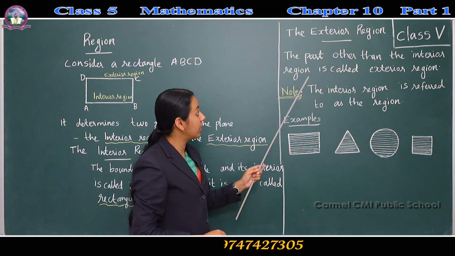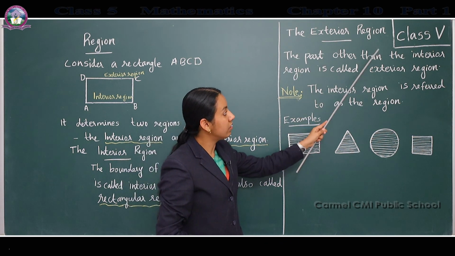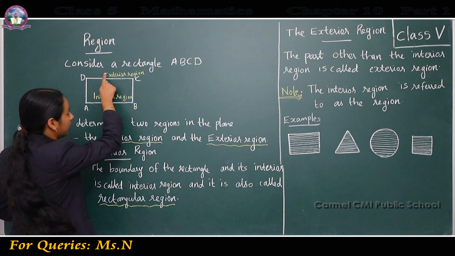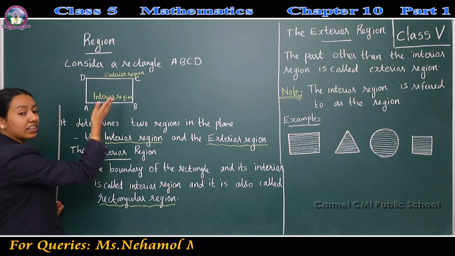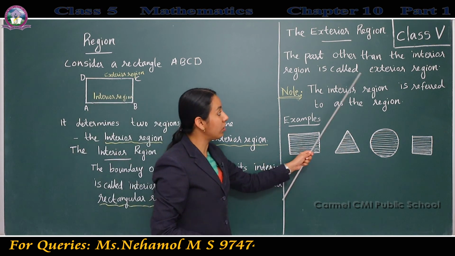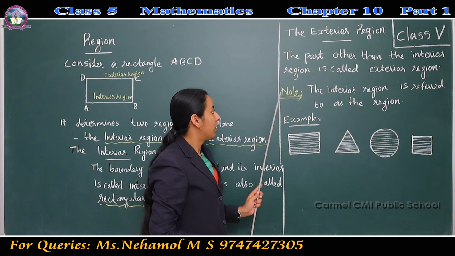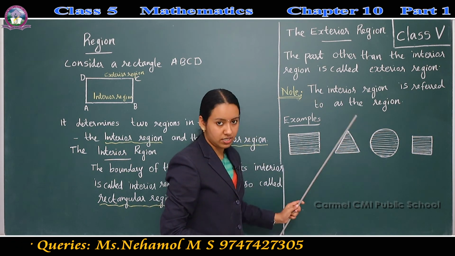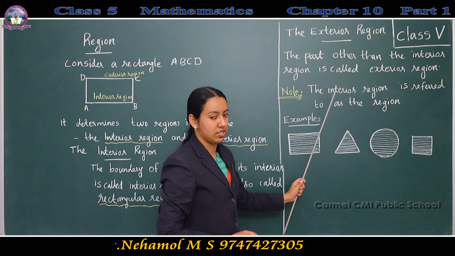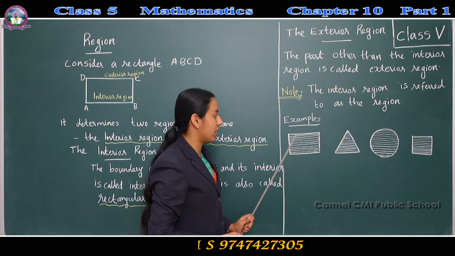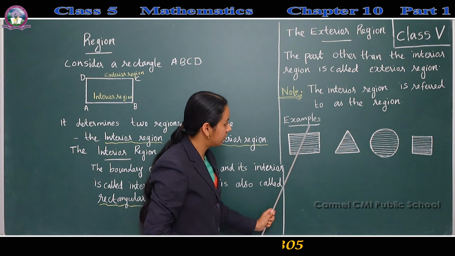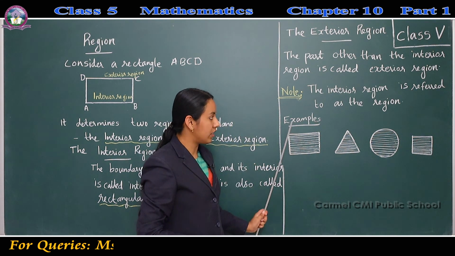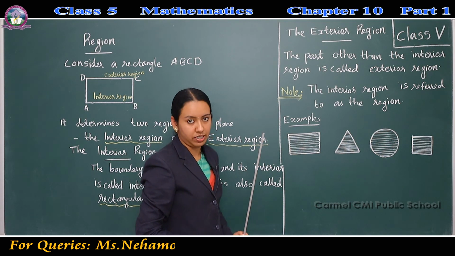Next one, the exterior region. What is exterior region? The part other than the interior region is called exterior region. Note, the interior region is referred to as the region. Region means the interior region. Then some examples are given here. The shaded part is the interior region or region of the given figure.